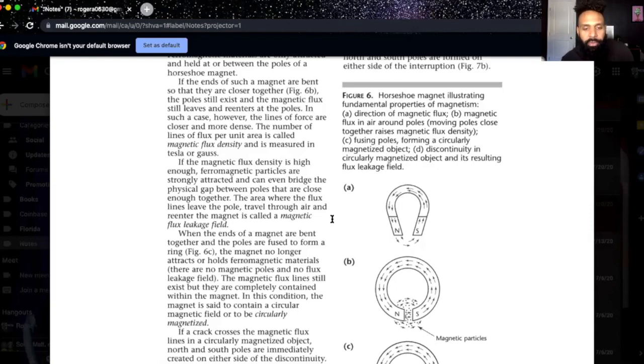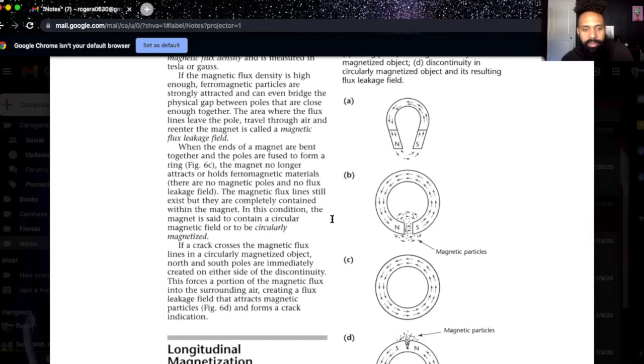If a crack crosses the magnetic flux lines in a circularly magnetized object, north and south poles are immediately created on either side of this discontinuity. This forces a portion of the magnetic flux into the surrounding air, creating a flux leakage field that attracts magnetic particles and forms a crack indication.